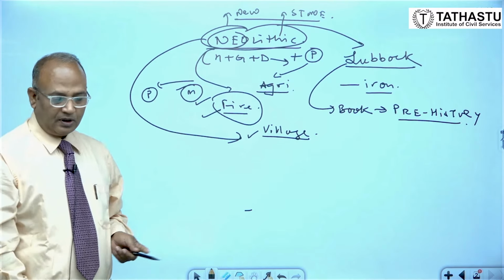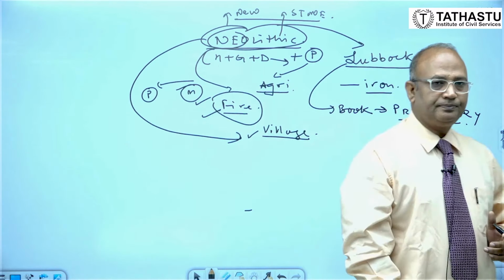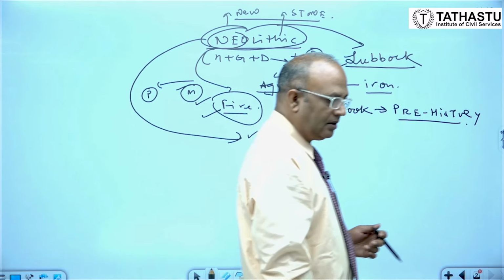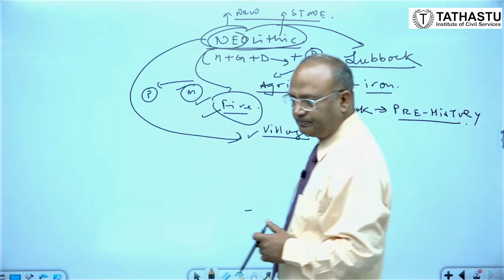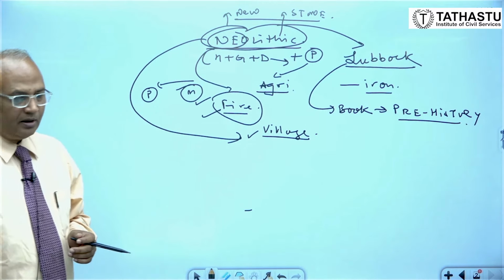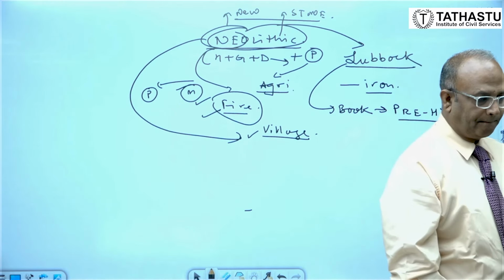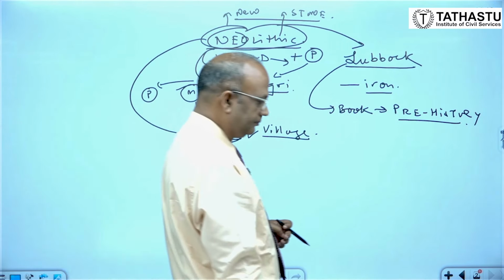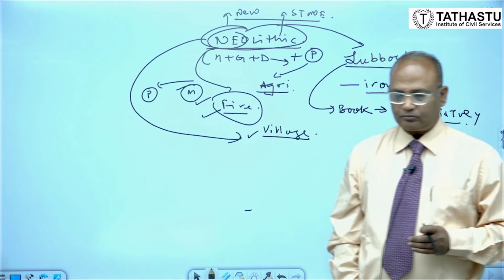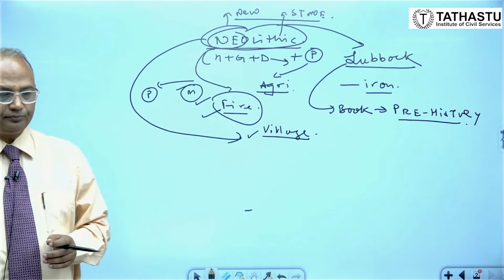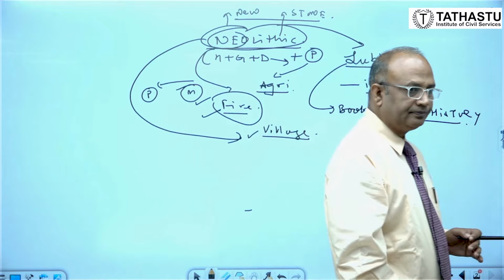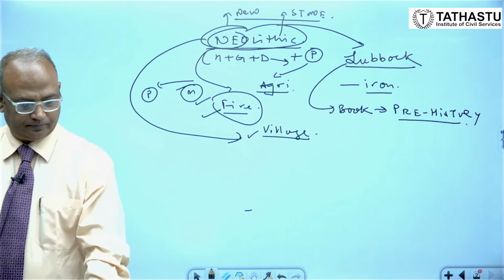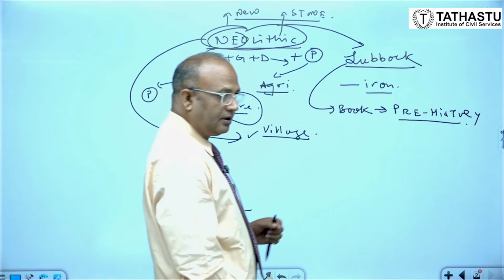Write down the features. Number one, perfect knowledge of domestication of animals. Second, practice of agriculture. Manufacture of pottery. The wheel was discovered in this period, W-H-E-E-L, wheel. Next, greater control over nature.